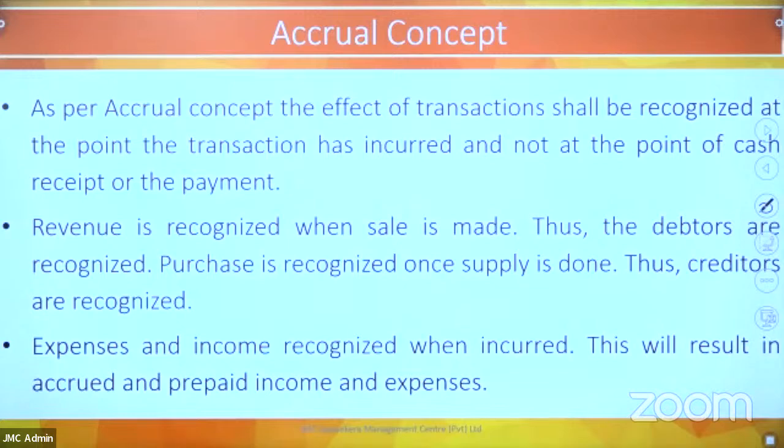Revenue is recognized when sale is made. Thus, the debtors are recognized. Purchase is recognized once supply is done. Thus, creditors are recognized. Expenses and income are recognized when incurred. This results in accrued and prepaid income and expenses.